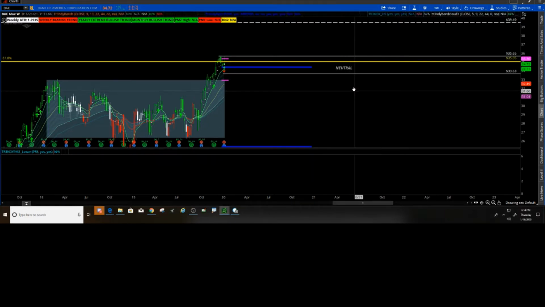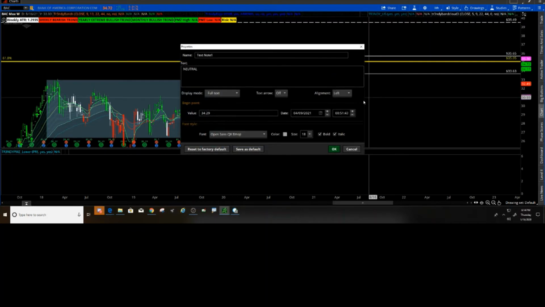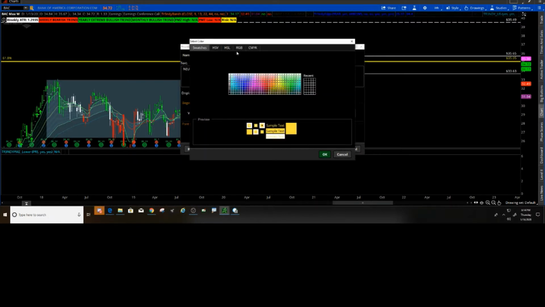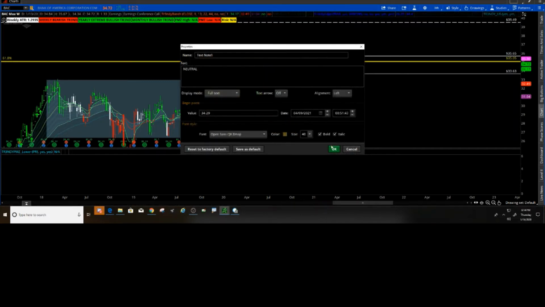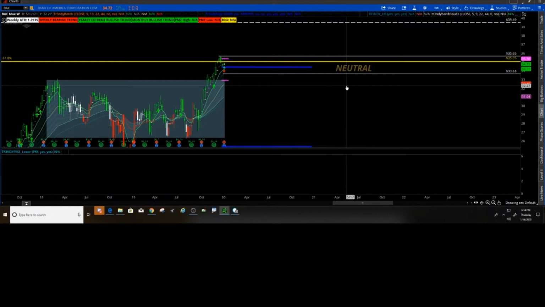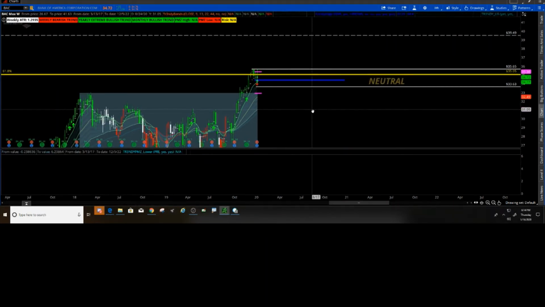And you can make this fancy if you want. You can make this bigger so that you can actually see it. We're just going to come in here. I'm going to make it a little bit bigger. Maybe color it yellow because yellow to me signifies like, just chill out. Pump the brakes a little bit and just slow down. Let it evolve. Let it work. There we go. And boom, neutral. So this is a neutral zone for us.